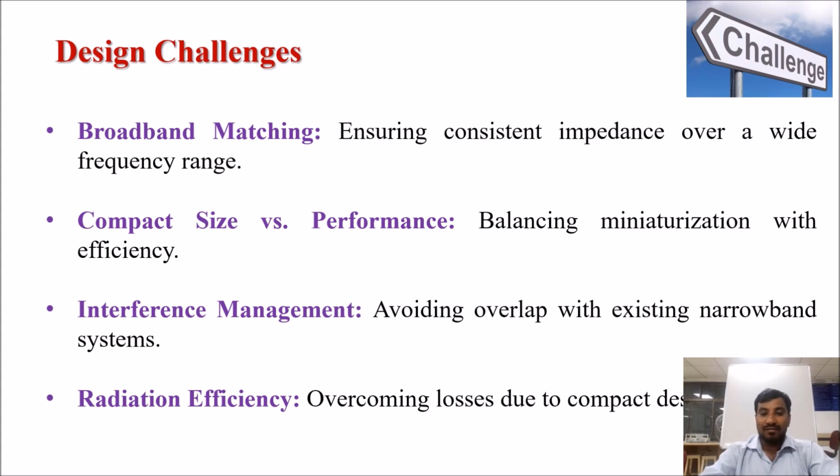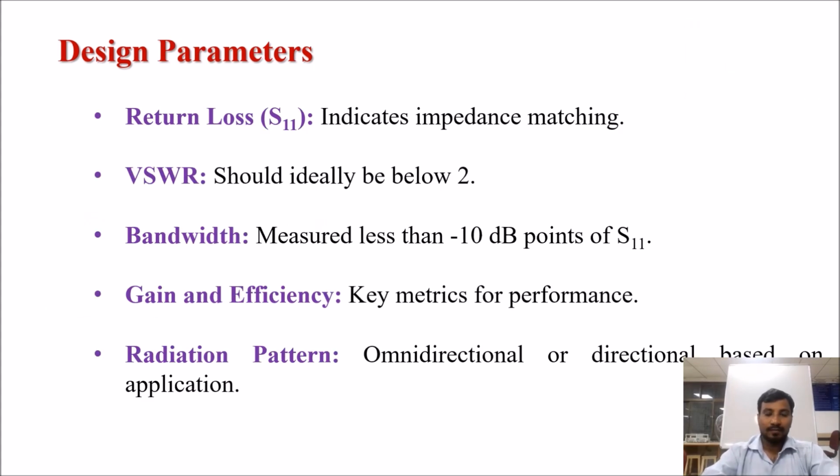Next one is interference management, because as you know, the frequencies covering from 3.1 to 10.6 gigahertz can come with multiple bands within that. So we need to avoid overlapping with the existing narrowband systems, and radiation efficiency should also overcome the losses due to the compact designs. Now, what are the design parameters that we need to look at to validate our design of a UWB antenna? First one is return loss, because it reflects the impedance matching over the frequency range of 3.1 to 10.6 gigahertz.